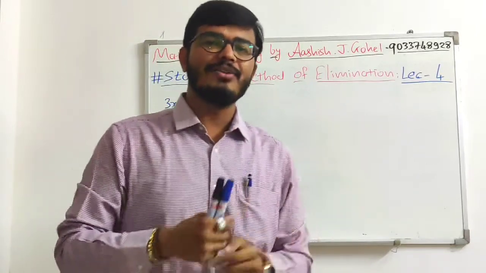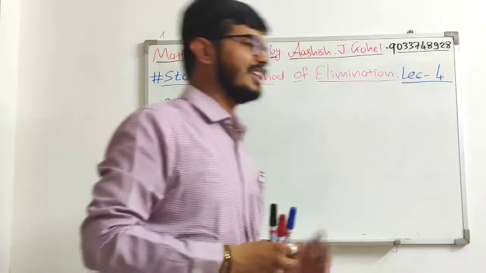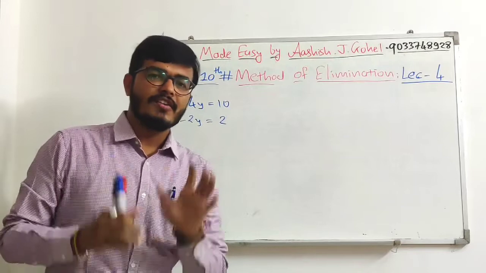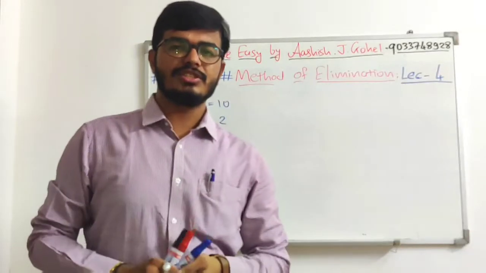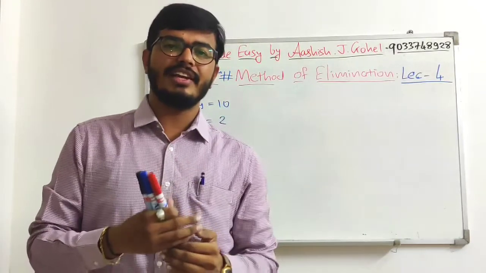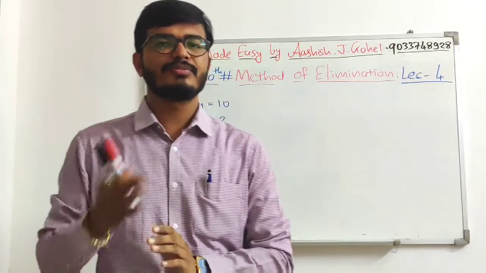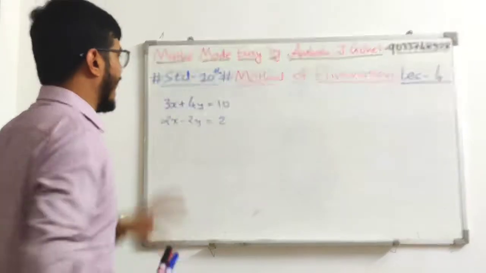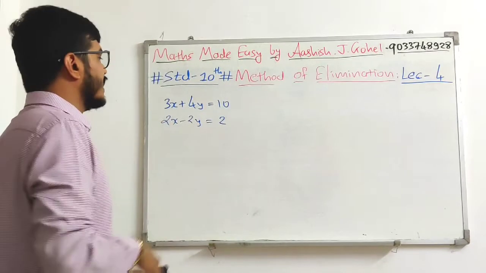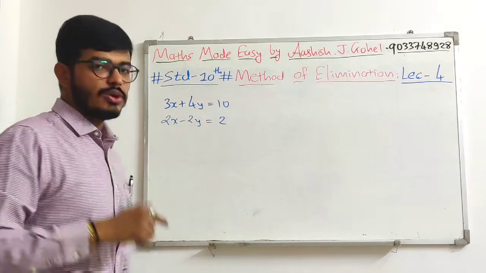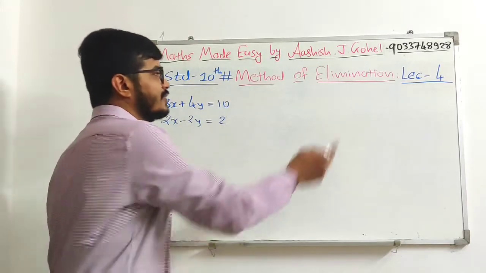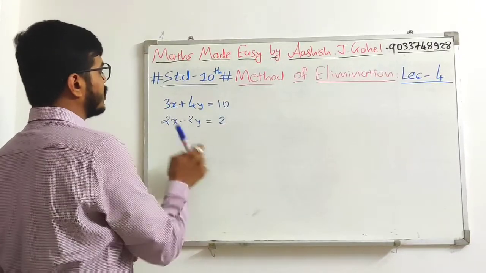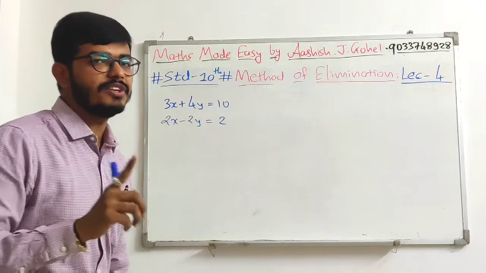So now let's get started with the new method today, the method of elimination. If we are given two linear equations and we are asked to find the solution with the help of the method of elimination, then you need to eliminate any one variable. Here x and y, two variables, are there. So how will we solve with the help of the elimination method? You have to make the coefficient equal of any one variable.